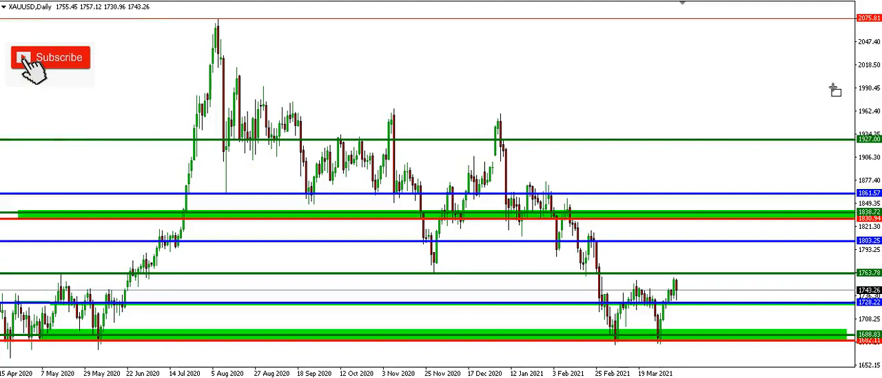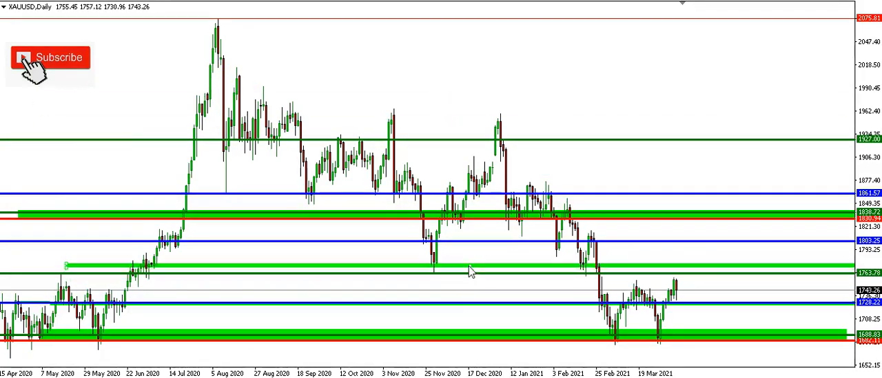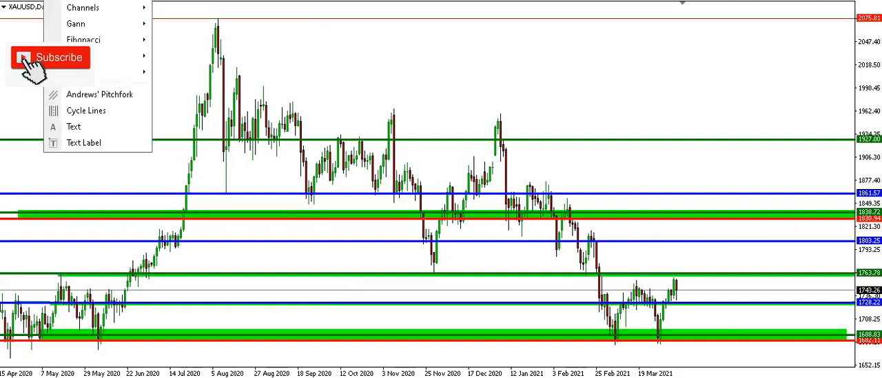So I have a much weaker zone here, where I have the green line. They are weaker zones because there is not much of a cluster of zones across time frames around there. And I also have another zone here.